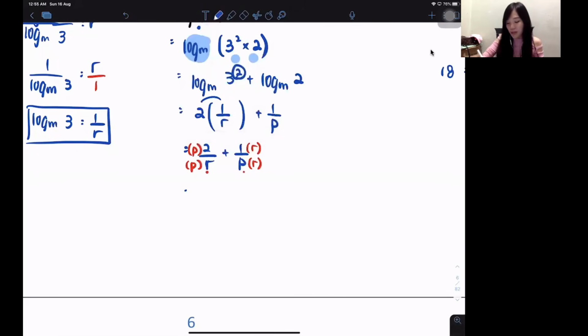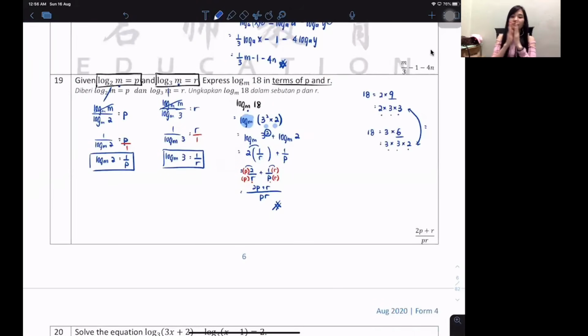So P times R, PR. P times R, PR also. Isn't it? Our denominator both is PR. Saw it? 2 times P, 2P. 1 times R, 1R. Done. Got the answer. Understand what I say? Hopefully you guys understand. A bit too slow.